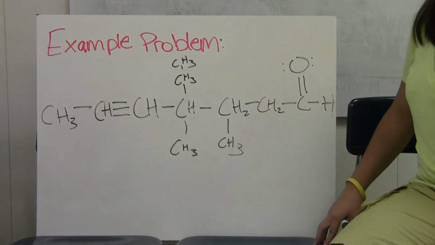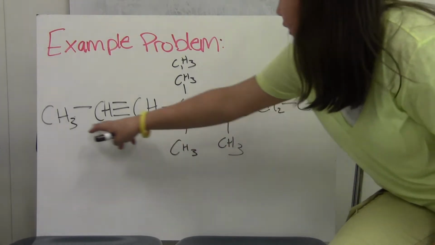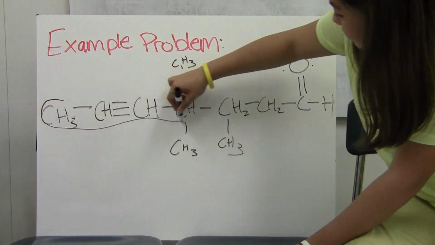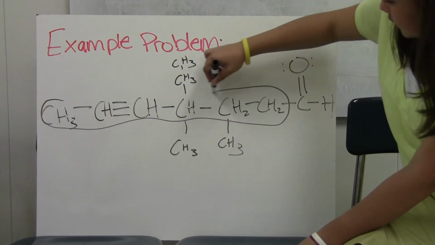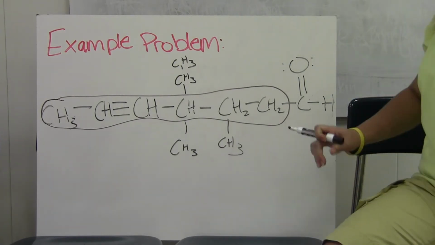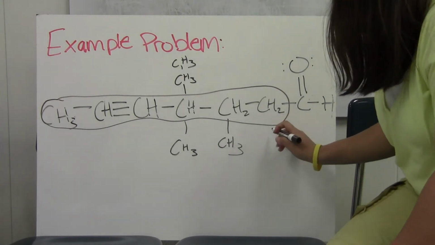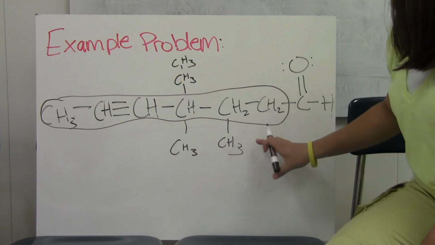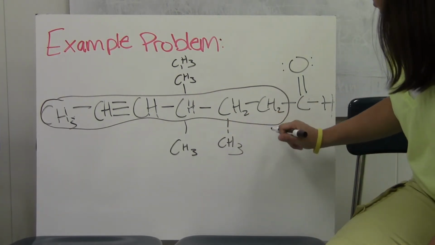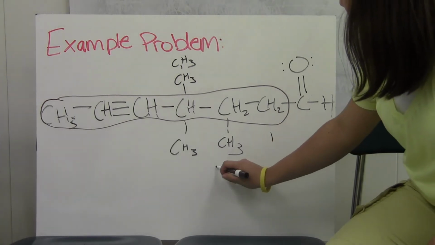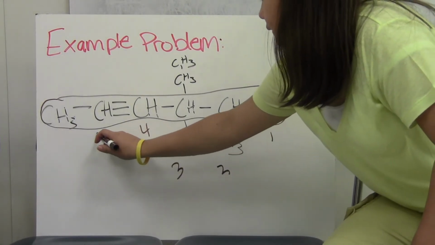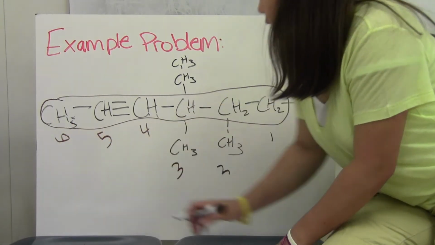Well, 6 is the longest chain we have so far, so we'll just go with the straight line chain to make it easier. So we'll circle the long one here. So that's our parent chain. Now we'll give it a number. We'll number it going this way because we're going to try to get this functional group here to have the lowest number possible. So it'll be 1, 2, 3, 4, 5, 6.